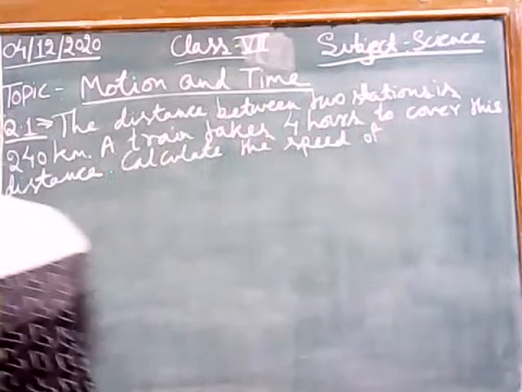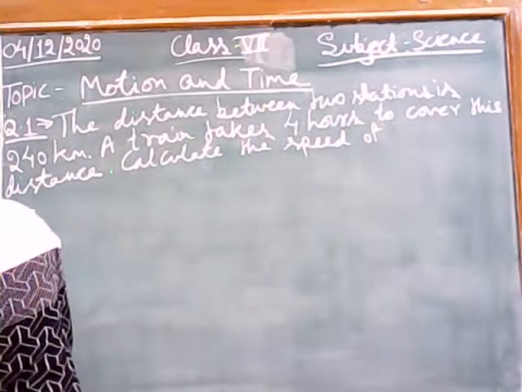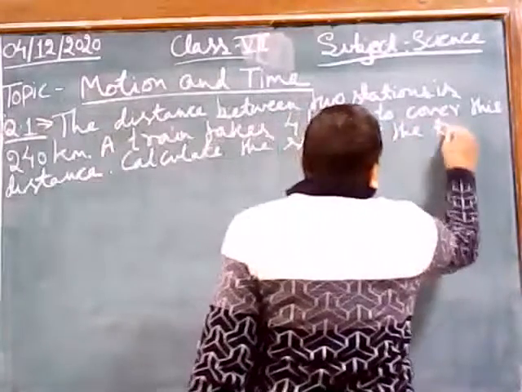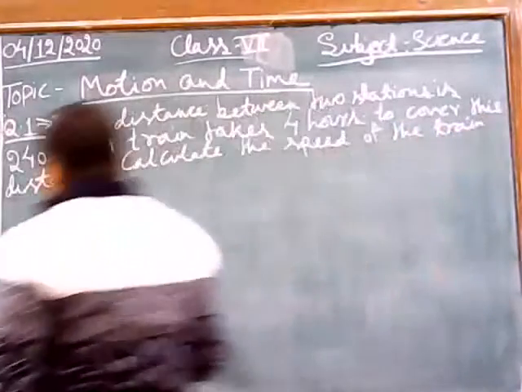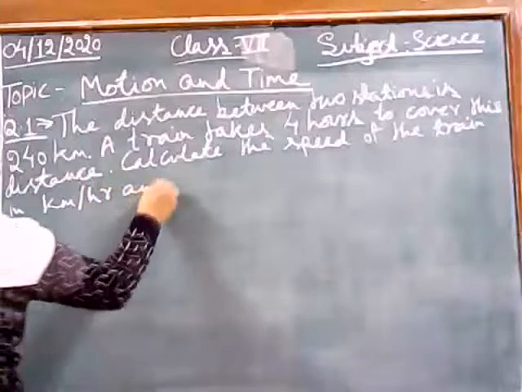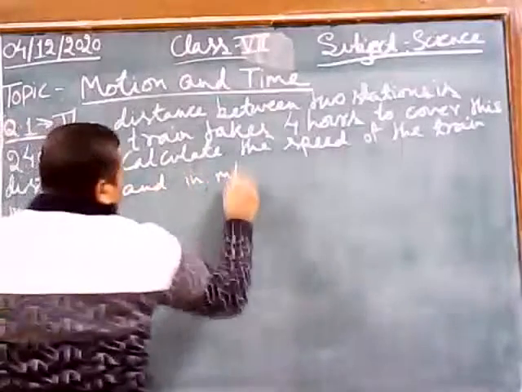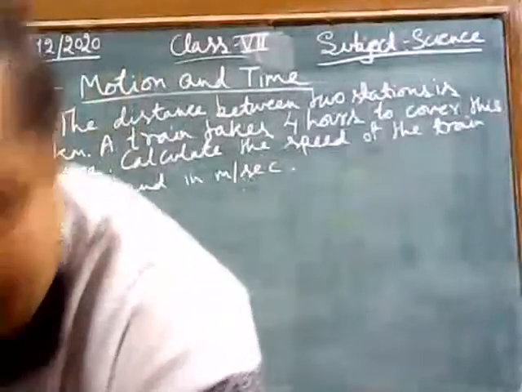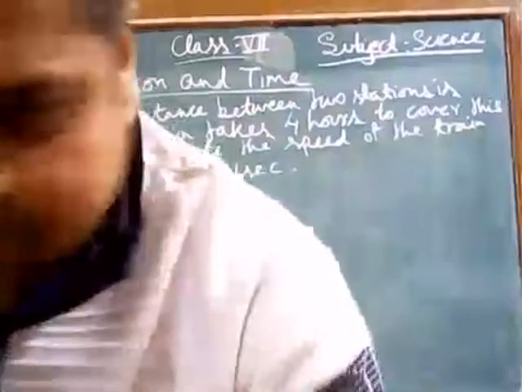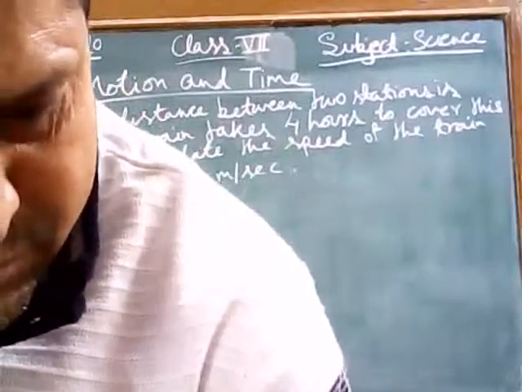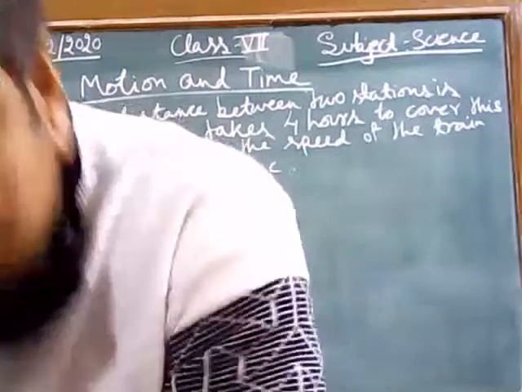Speed of the train in kilometer per hour and in meter per second. दोनों में निकालना है, ठीक है? करो जल्दी, solve this question. Solve this question, children.